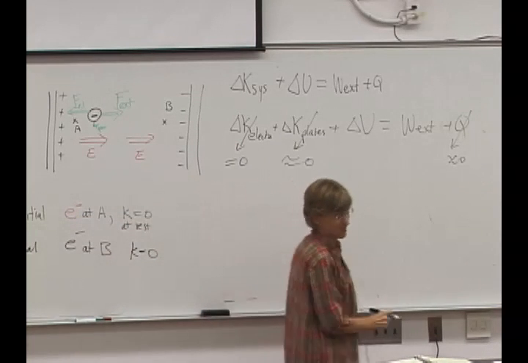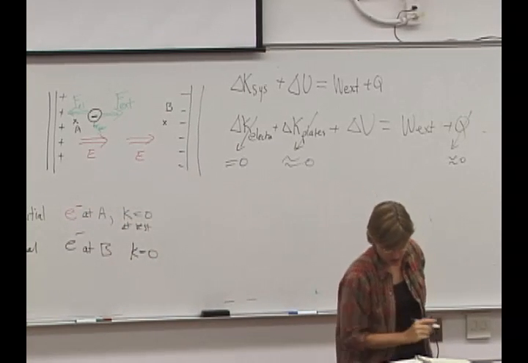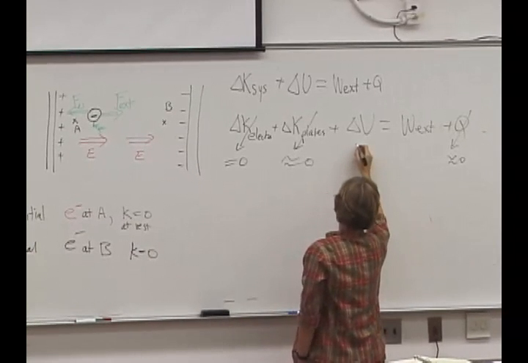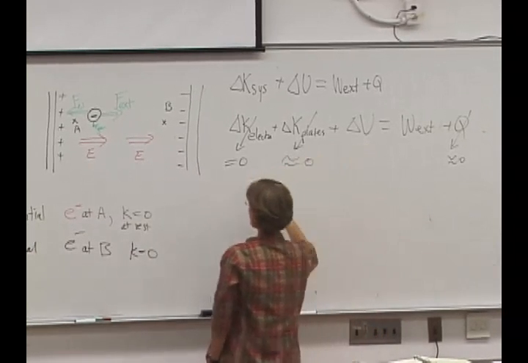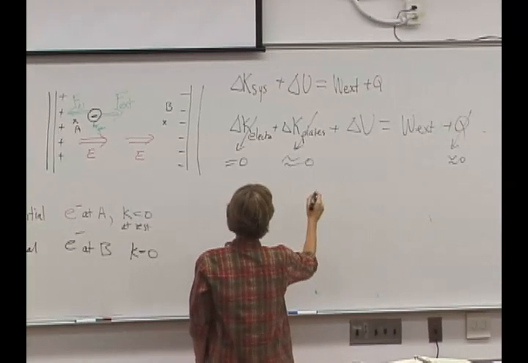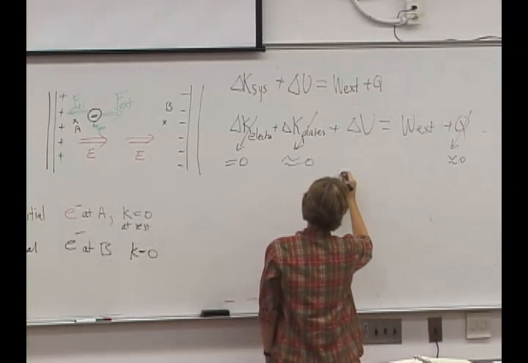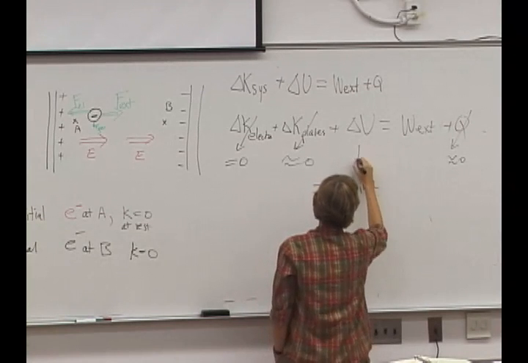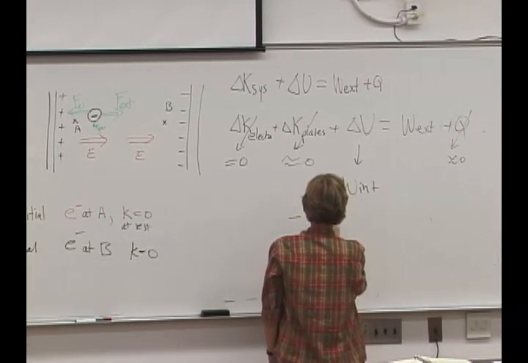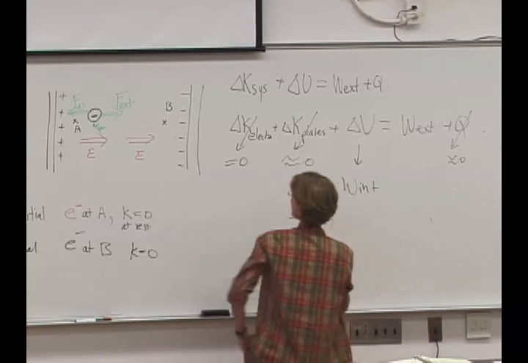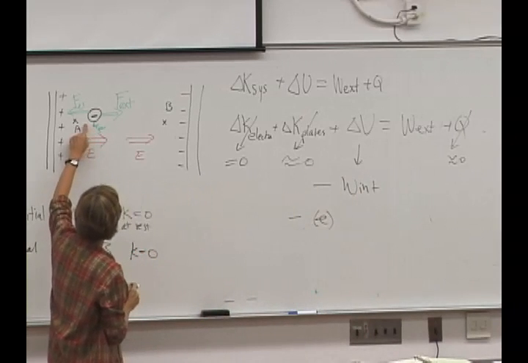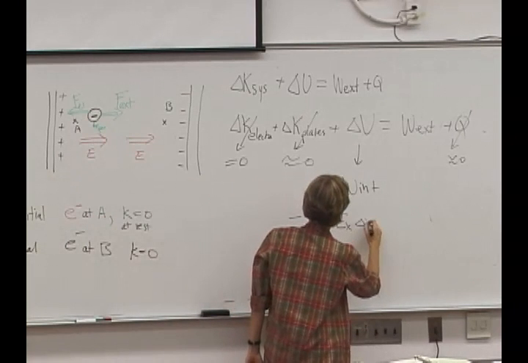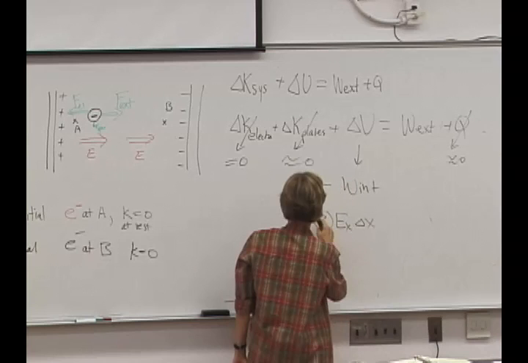Okay, so let's work it out. Let's see, we've got this. This is the work done by internal forces. So we have a minus internal work here. And so we have a minus e times E_x times delta x.